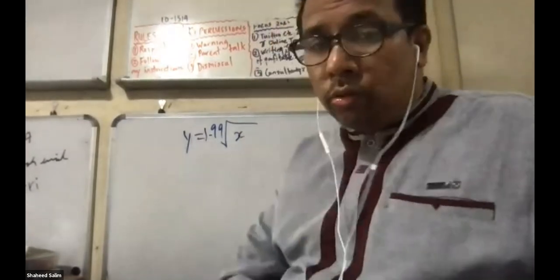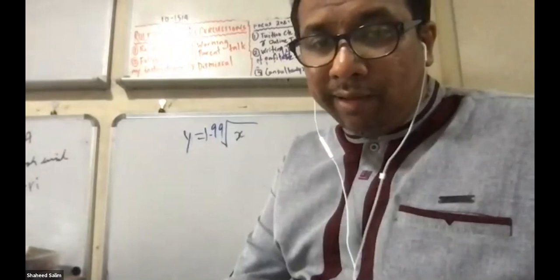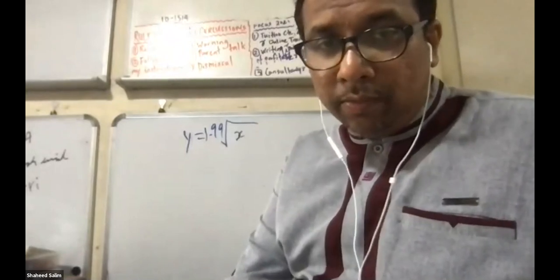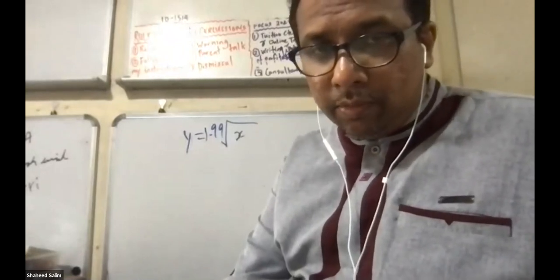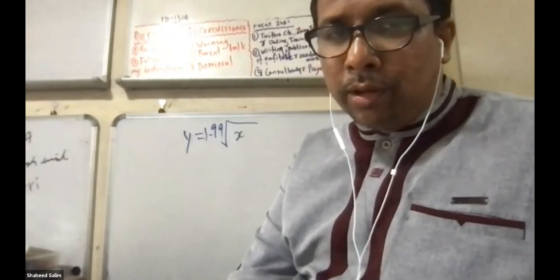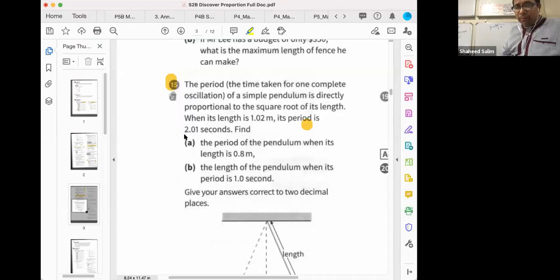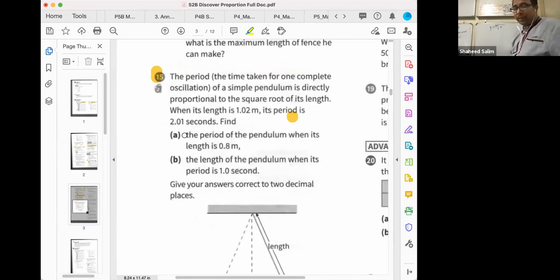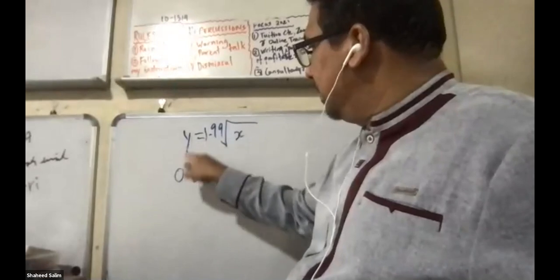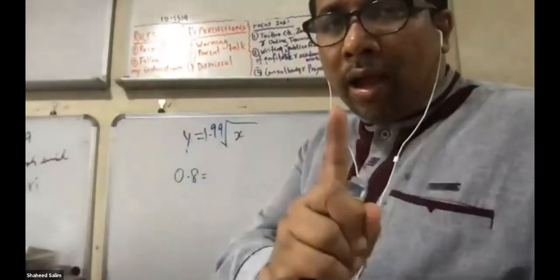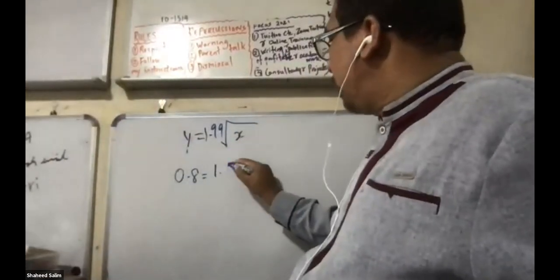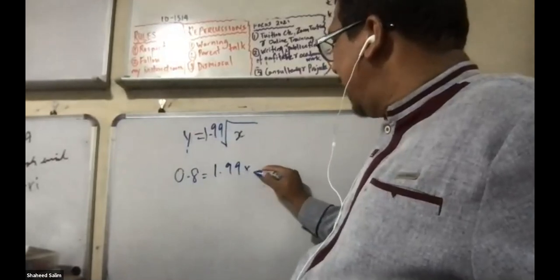So the next one now. I think the next one you got it right. It's only the second one, right? First one you got it. You sure? The way you're looking, you're just agreeing with what I say. Okay, never mind. We look at A. They say this is 0.8, so I put 0.8 here. 0.8 is a period. Period is the time taken for one oscillation. So now here's 1.99 times square root of x.